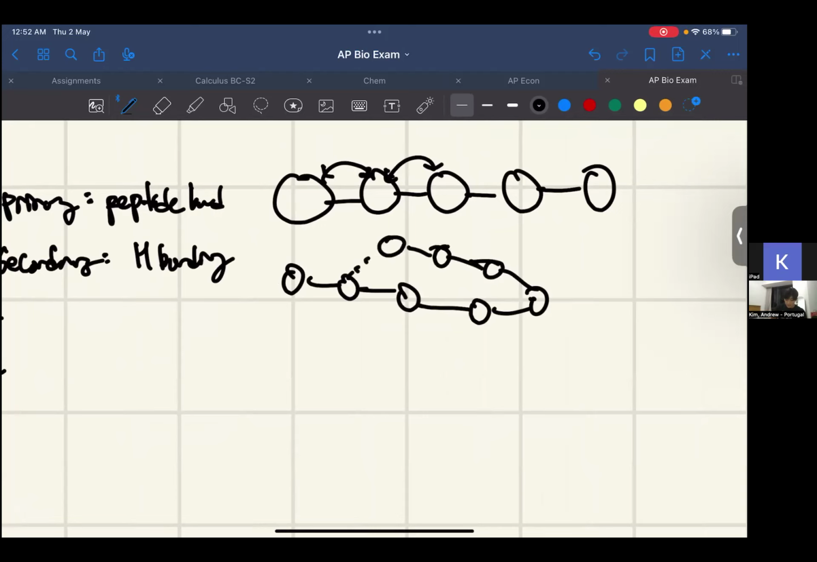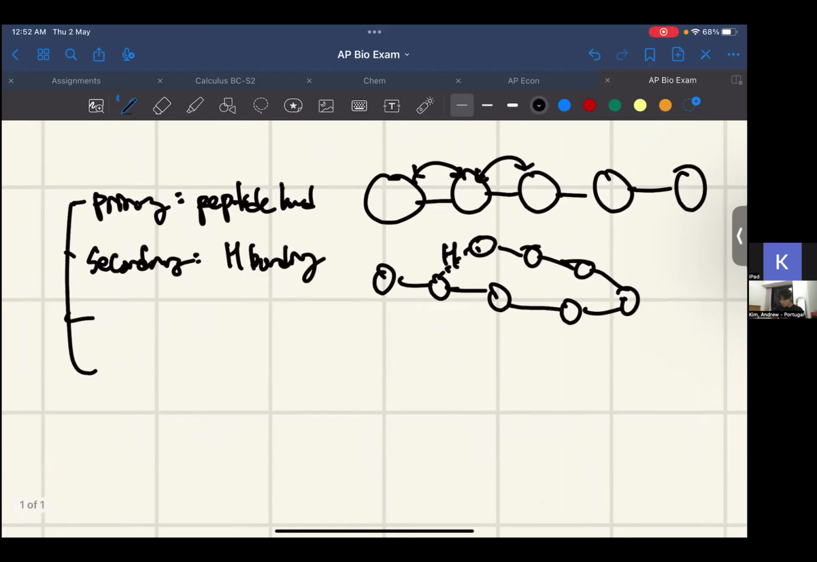Why? I mean, if you have an H bond going on between these two amino acids, then they would want to stick to each other. They would always want to just be around each other. So they will pull each other. And so this polypeptide chain will change its structure by folding.